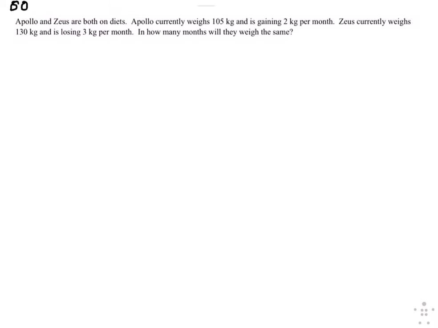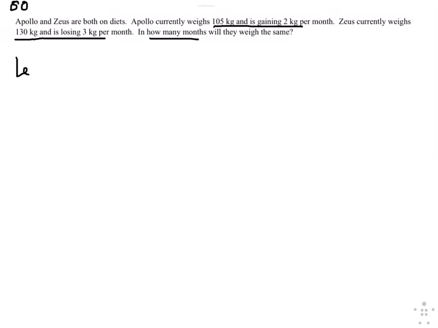Okay, number 80, there's two people on a diet, and the first one currently weighs 105, right here, and they're gaining 2 kilograms per month. The other person weighs 130, and they're losing 3 kilograms per month. And then it says, how many months will they weigh the same?